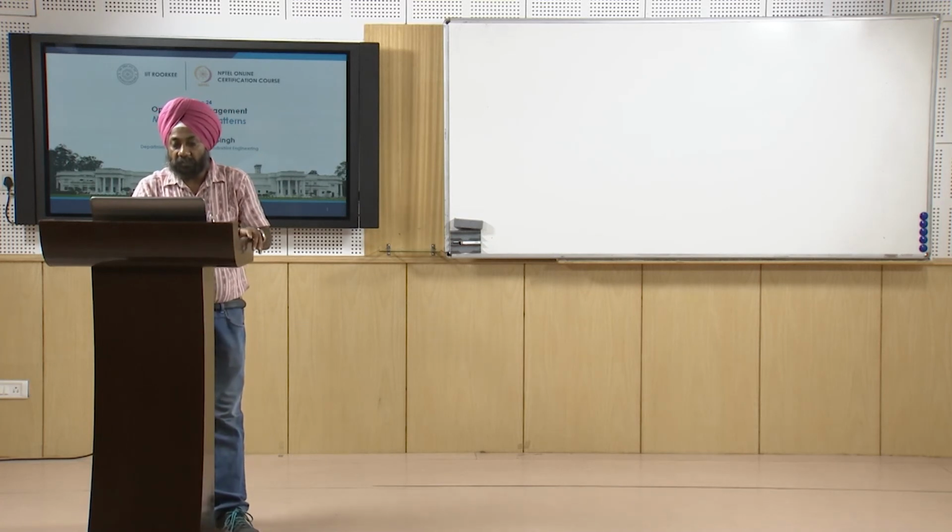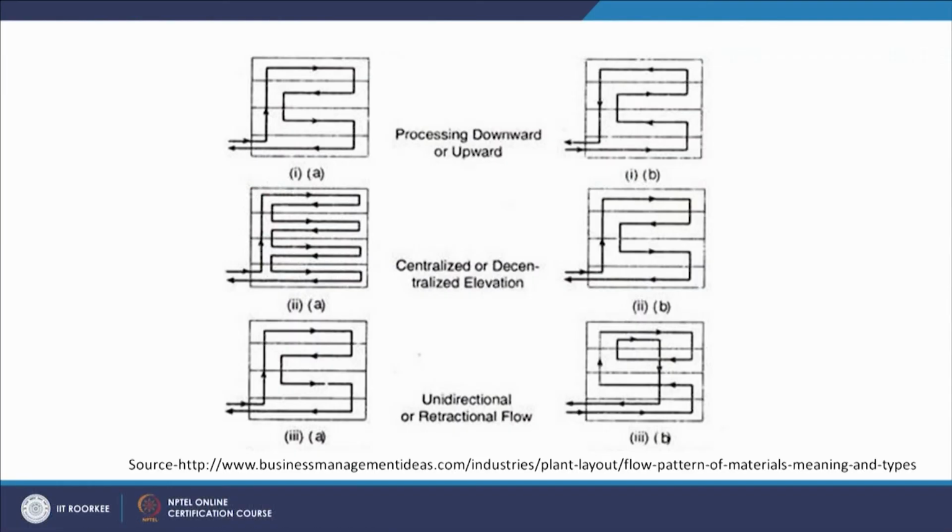With the help of pictures you can see processing upward or downward. So these are the different flows. This is a vertical direction. So in vertical direction we can have upward or downward movement, we can have centralized or decentralized elevation, unidirectional or retractional flow. In unidirectional, the material enters here, moves in a specific direction to the top floor, then moves downwards and is finally produced here.